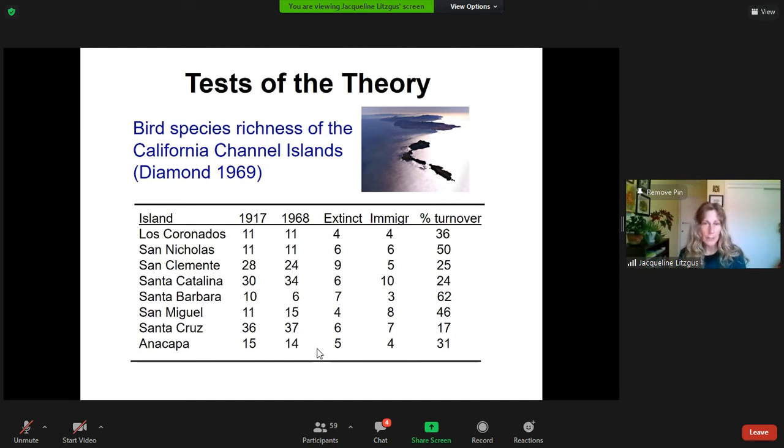So there's this other example of the California Channel Islands. And this, again, is work of Jared Diamond. The interpretation of these data has had some controversy. It's important, right? We should test these ideas and look at them.